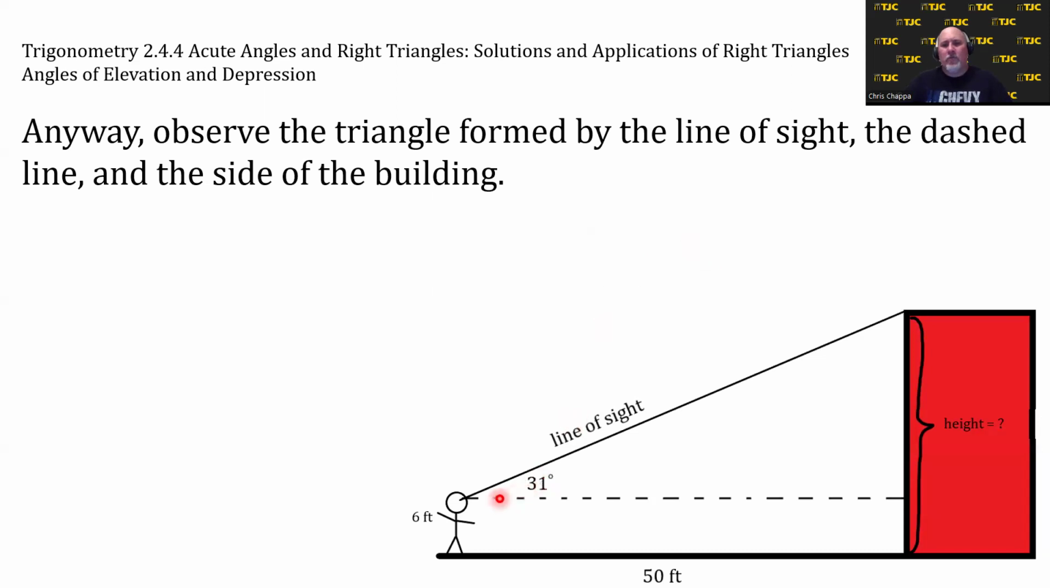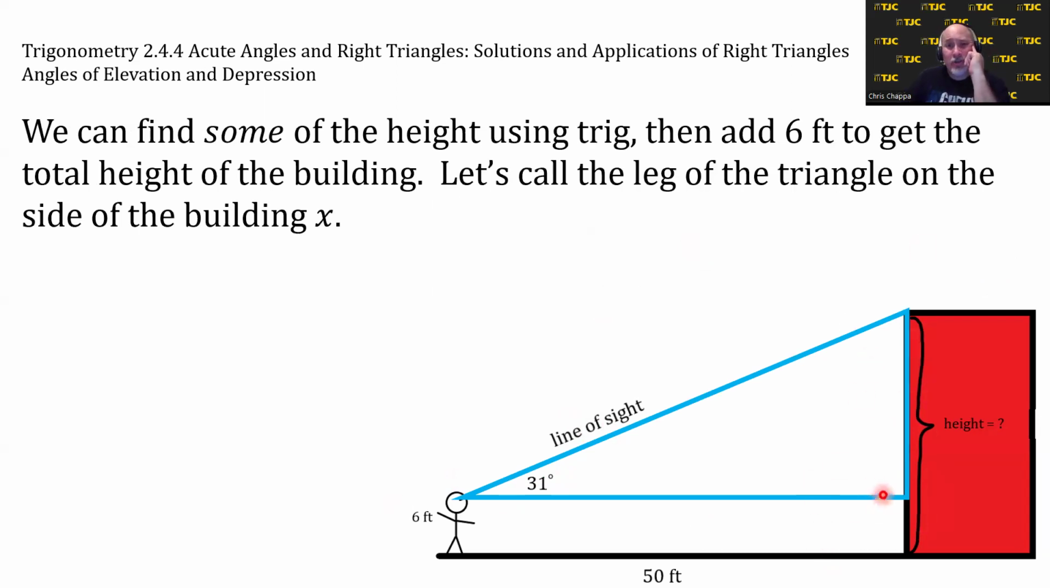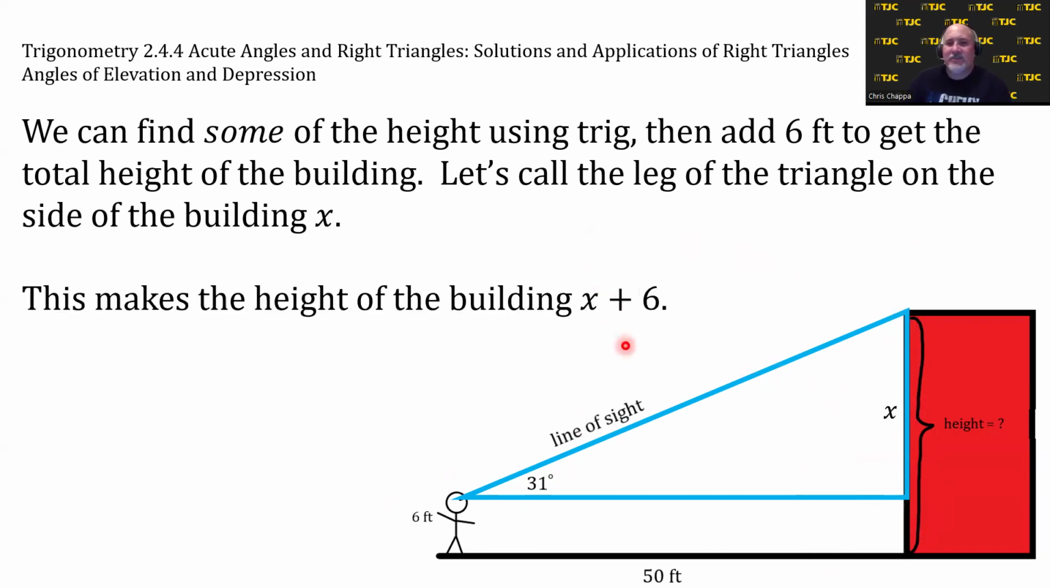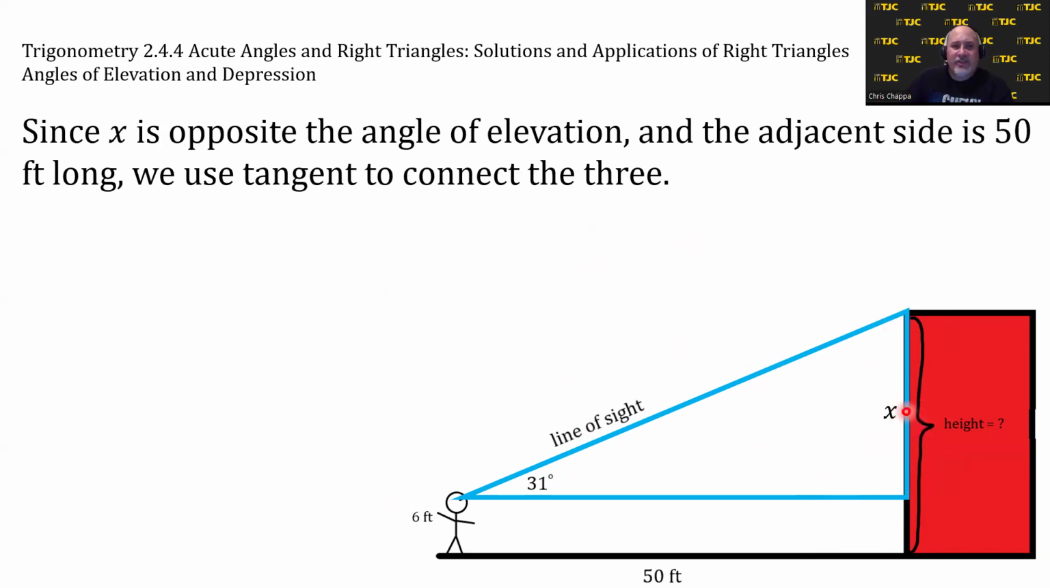Anyway, observe the triangle formed by the line of sight, the dashed line on the side of the building, and the ground. Now, we can find some of the height using trig, because the side of this triangle is not the entire height of the building, but then we could add 6 feet to get the total height. So we'll call the leg of the triangle on the side of the building x, and this makes the height of the building x plus 6. Now, since x is opposite the angle of elevation, and the adjacent side is 50 feet long, it's not labeled, but it's implied because of this little rectangle down here, then we can use tangent to connect the three and say that tangent of 31 degrees is x over 50.